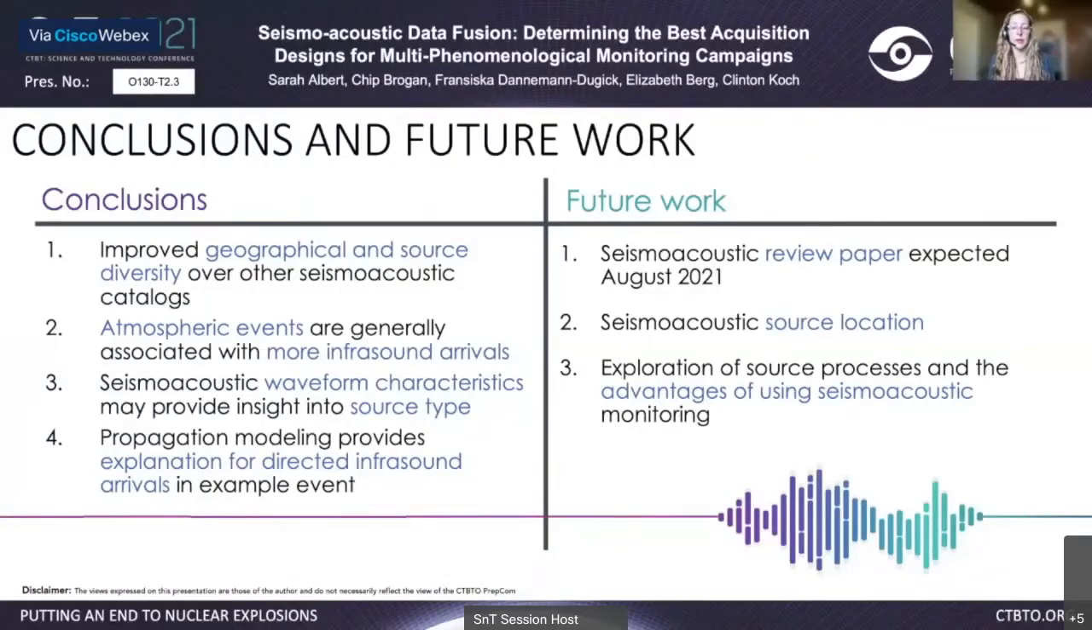And finally, we used an example event to show that infrasound propagation modeling can provide an explanation for directed infrasound arrivals. So we plan to continue this study by publishing a seismoacoustic review paper in the coming months and improving seismoacoustic source location methods, as we think these could be very beneficial, and exploring source processes and the advantages of using seismoacoustic monitoring for them.